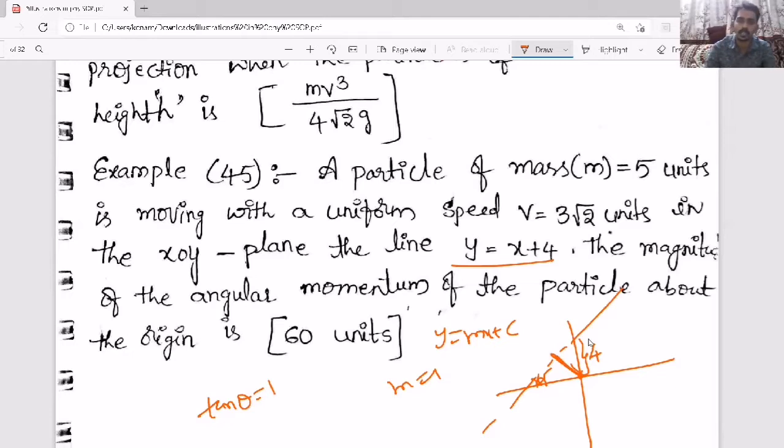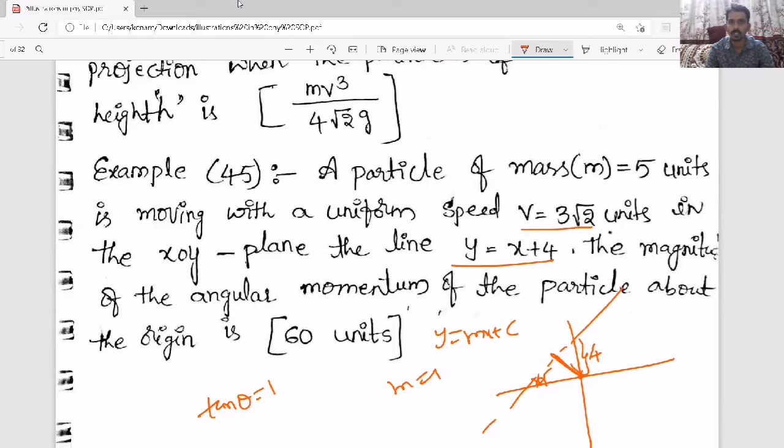Then you can find what they are asking, angular momentum, because they have given the velocity. So sometimes a few questions will be based on mathematical calculation also. So please try to remember it carefully.